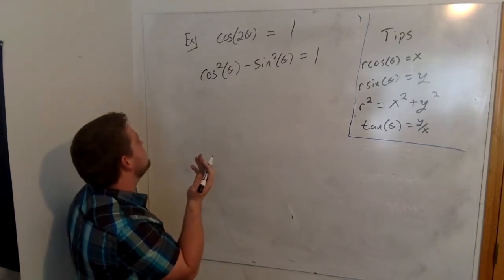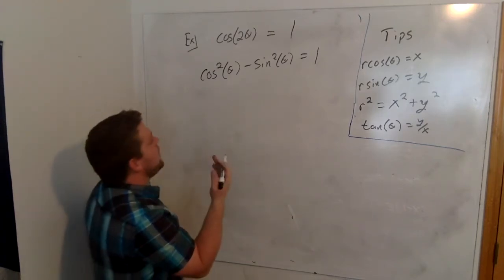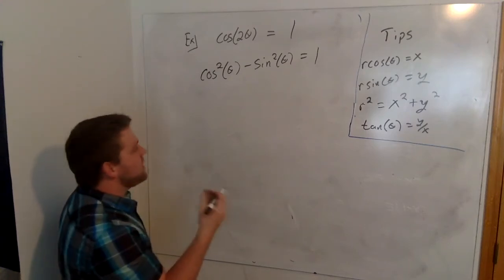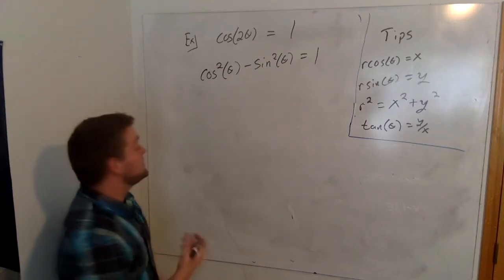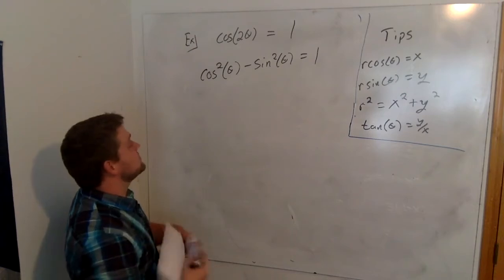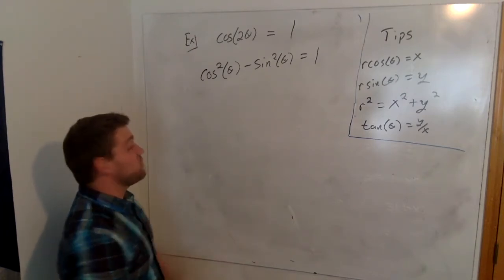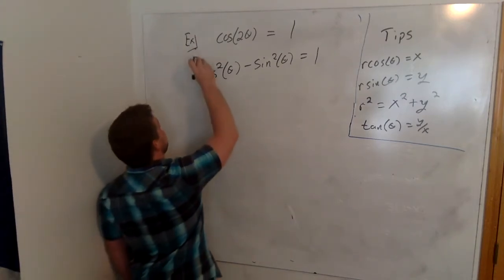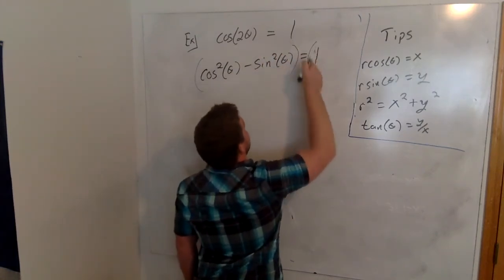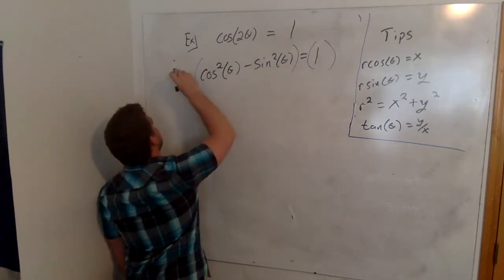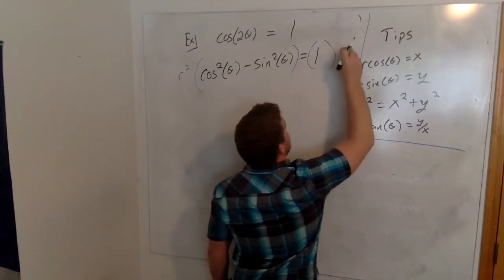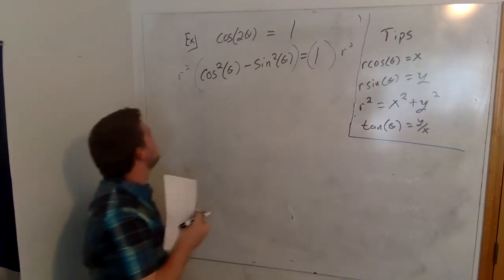I think it might be nice for us to, I would like an r cosine and an r sine to show up. So the only thing I can think to do here to get those to show up is multiply both sides by r squared. So that's what I'm going to do. Let's see what happens. Let's multiply both sides by r squared. Okay, let's see where this leads us.